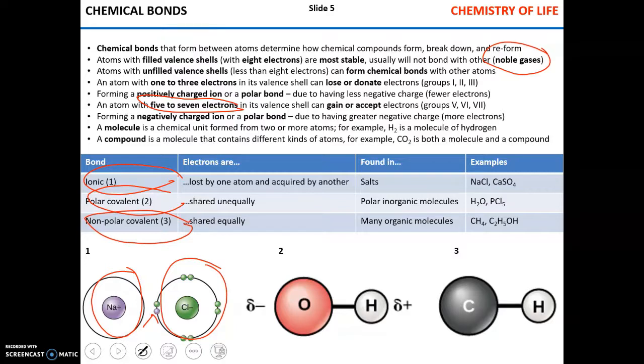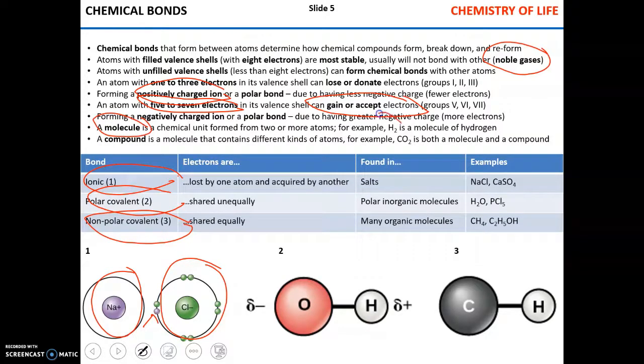When an atom loses an electron, it forms a positively charged ion, a cation, because it has fewer electrons and less negative charge. If the atom accepts electrons, gains electrons, so we're talking about atoms with 5, 6, or 7 electrons, it forms a negatively charged ion, an anion. So when 2 or more atoms combine, they form a molecule.